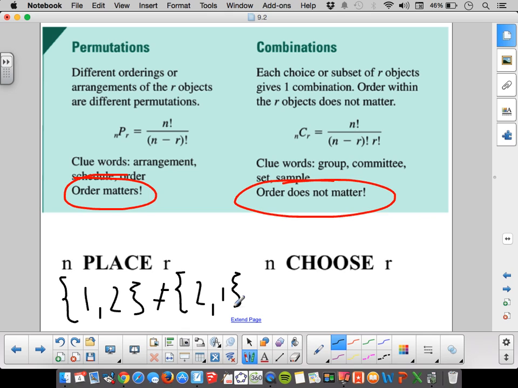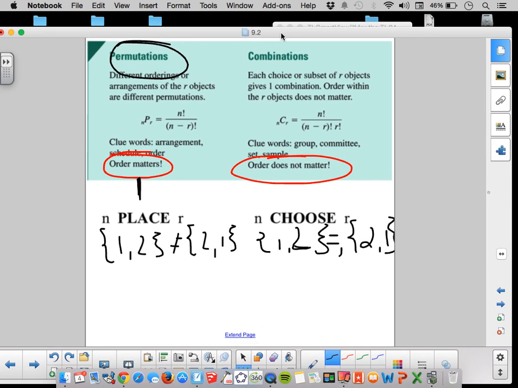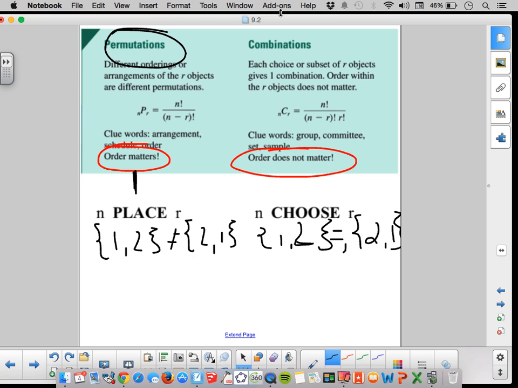For a combination, we would have the set 1, 2 and the set 2, 1, and those would be equal. So this is the main distinction between the two. For a permutation, order matters. For a combination, order does not matter.